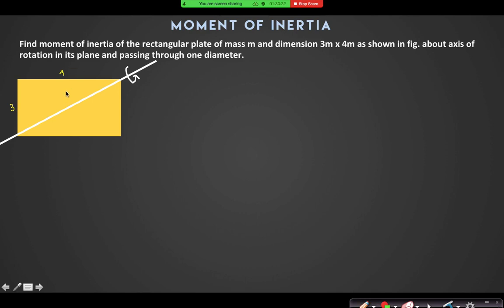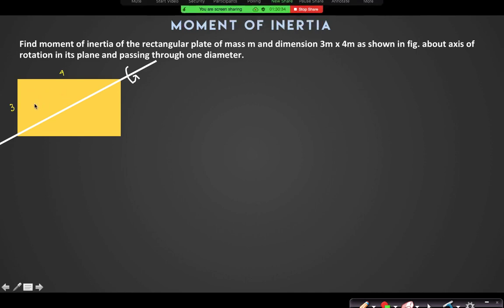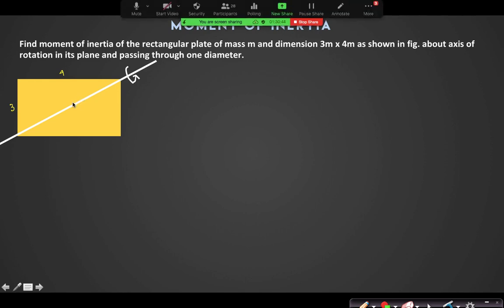So 5m by 12. Yes. 5m by 12. No. So 25m by 6. No. Total mass of the rectangular plate, 12m by 25. 12 by 25. Uh, no, I think.